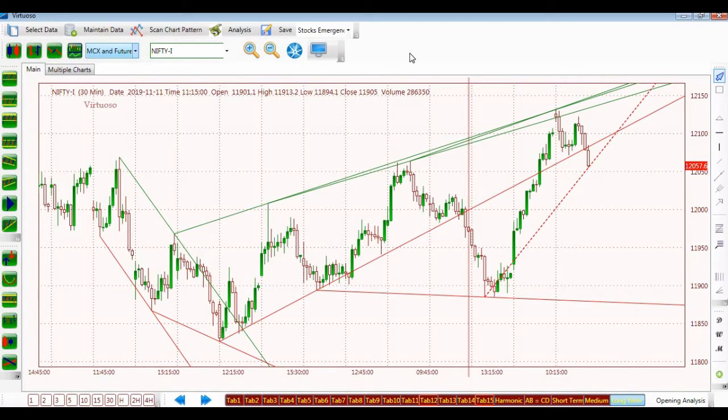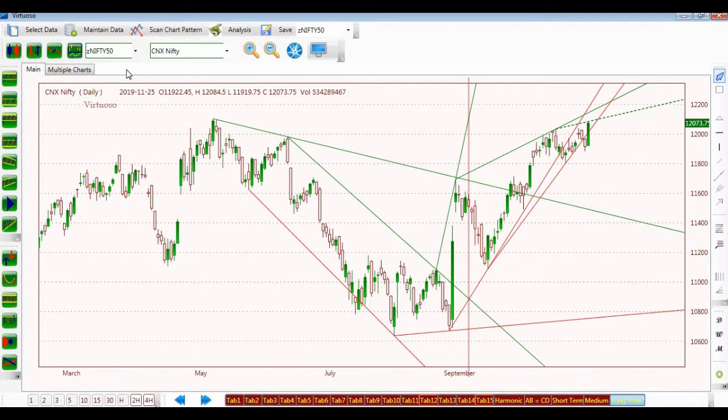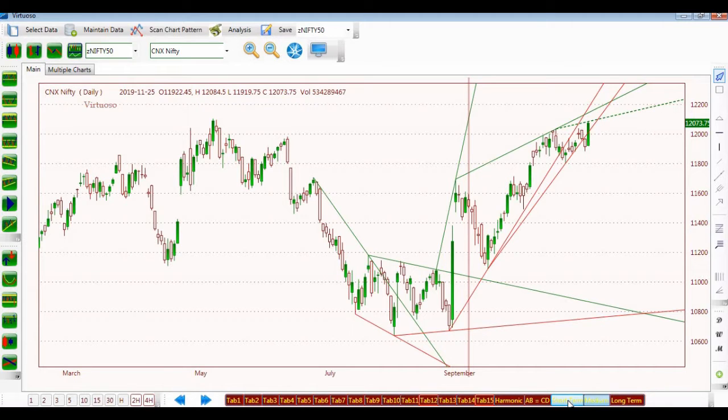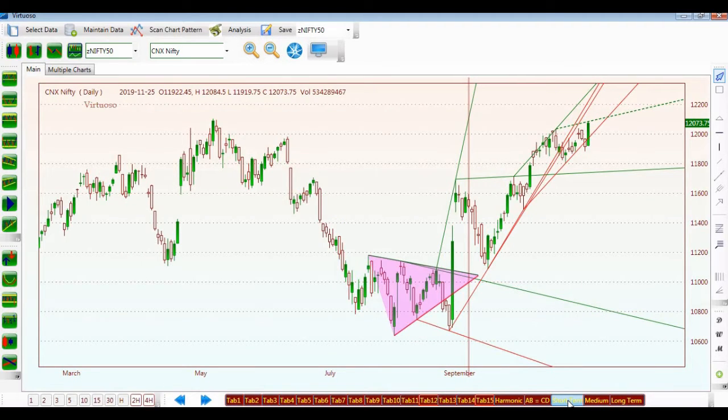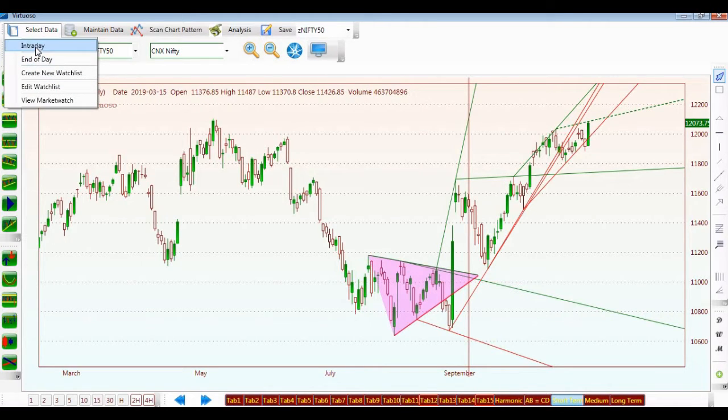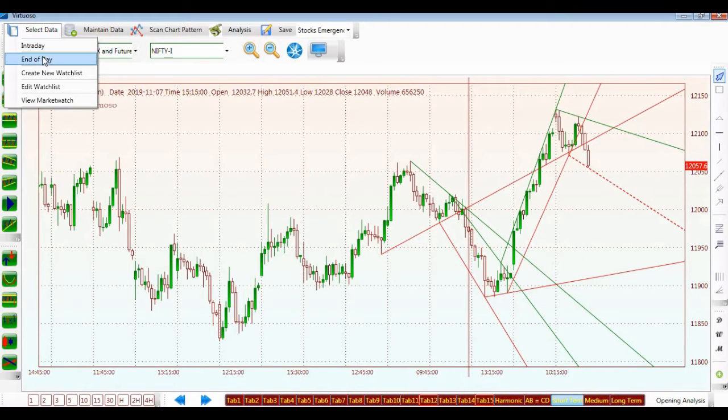Now we are going to go to the main part of the software, which is the headings. Now select data. You can select intraday or the end of the day. If you select end of the day, then you are going into the end of the day mode of software. These are the long term Nifty chart patterns where the chart frame is daily, and the long term and short term trend lines are automatically drawn on the chart. You can select intraday or end of the day according to your need. Two types of data are available in Virtuoso.